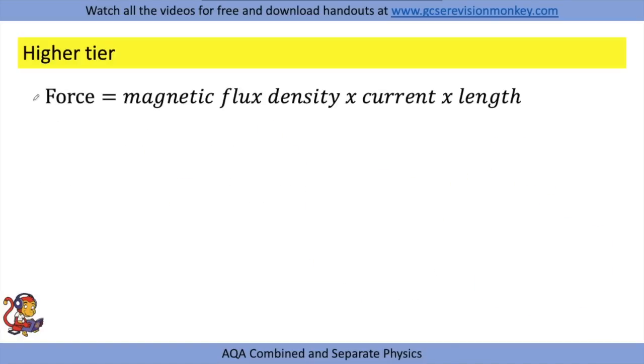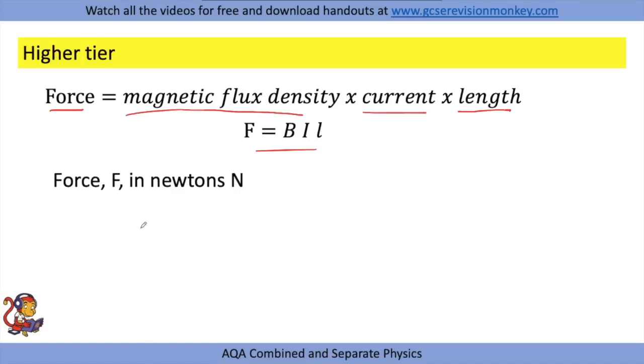Extra equation for higher tier is force is equal to magnetic flux density multiplied by current multiplied by the length of wire. So the force that the wire experiences is equal to essentially the strength of the magnetic field multiplied by the current flowing through the wire multiplied by the length of the wire that is inside that magnetic field. So F = BIL is for short.